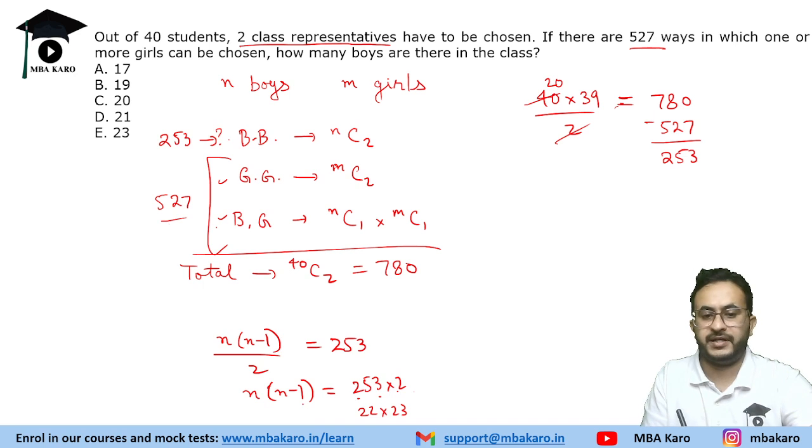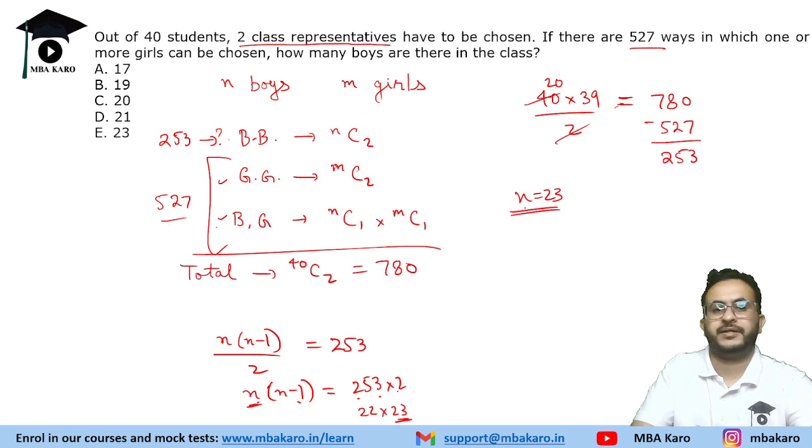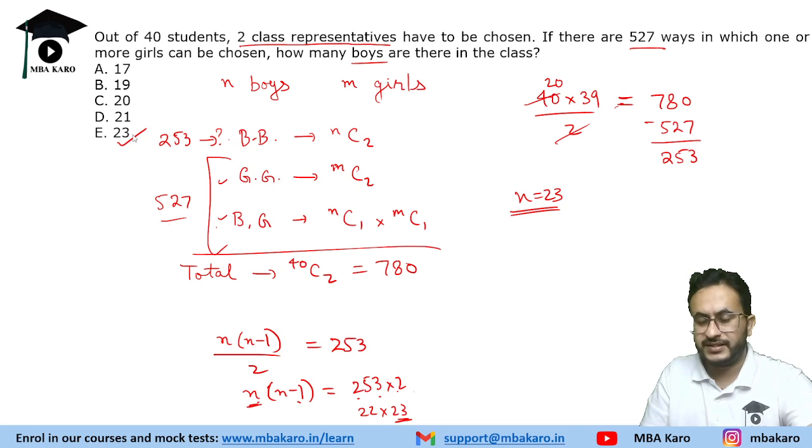So this number is n into n minus 1. So this gives us n is equal to 23. So n is equal to 23. So the number of boys is 23. So that is the answer.